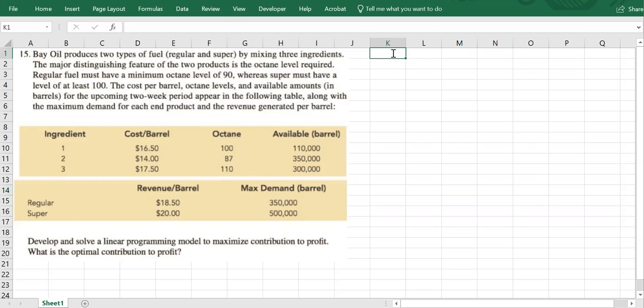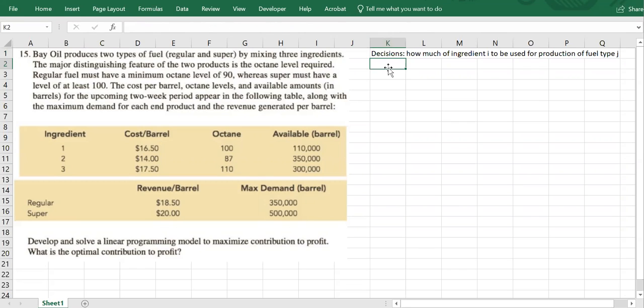So first of all, what are the decisions that we have to make? We need to find the best mix. That means how much of each ingredient will be used toward producing each type of fuel, each type of the final product. So the decision that they have to make is how much of ingredient I to be used for production of fuel type J.